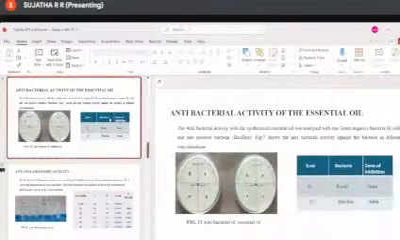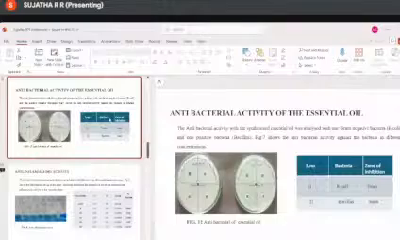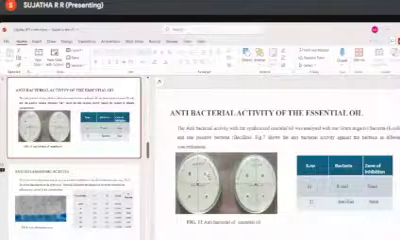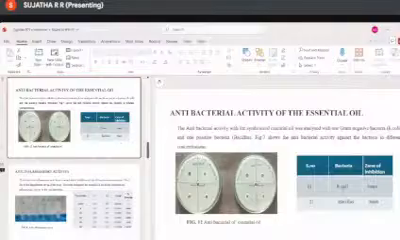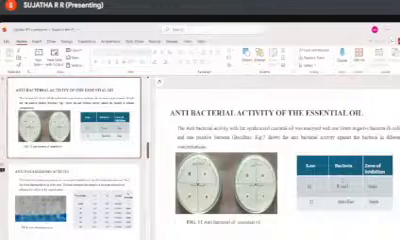We also performed antibacterial activity of the essential oil, against both gram positive and gram negative bacteria. For E. coli, which is a gram negative bacteria, the zone of inhibition was about 5 millimeter, and for a gram positive bacteria such as Bacillus subtilis, it showed a zone of inhibition of about 3 millimeter.